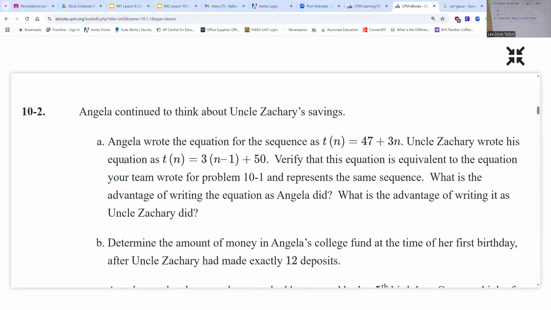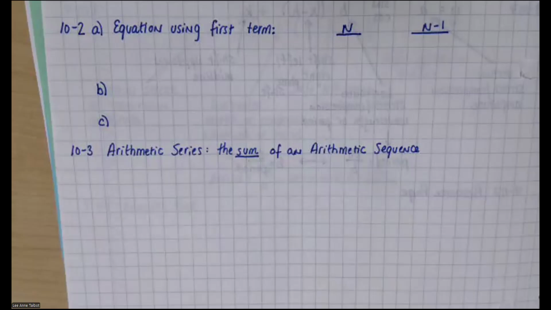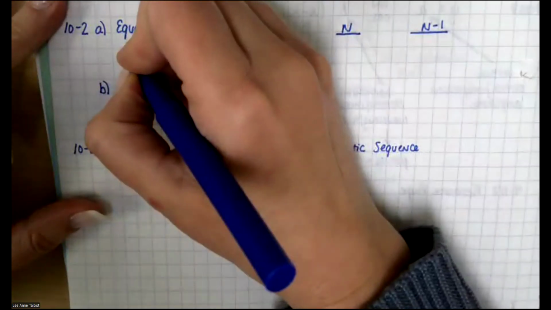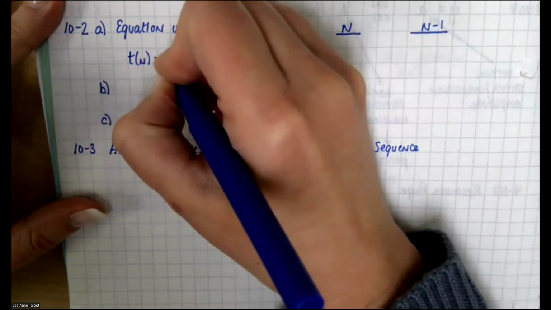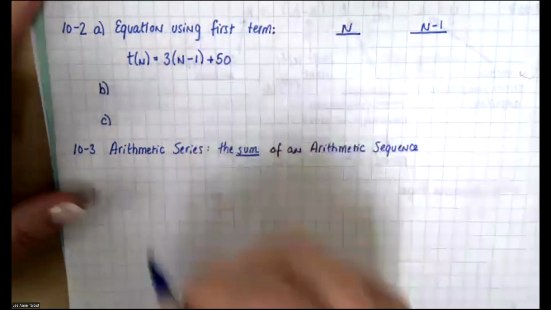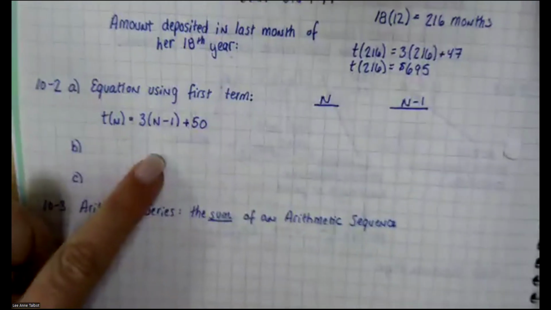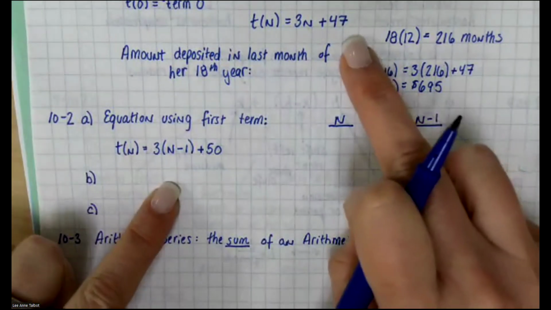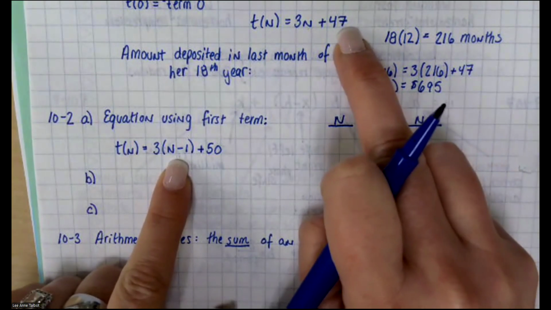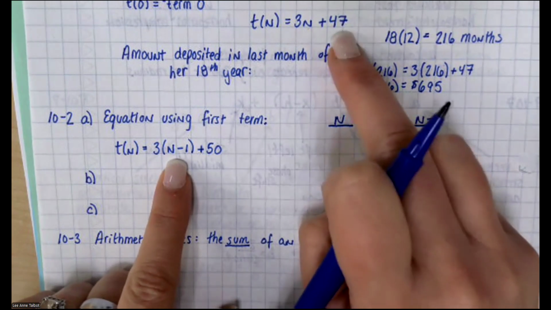Uncle Zachary wrote his equation as T of n equals 3 times n minus 1 plus 50. Okay, we're going to write that right under here. T of n equals 3 times n minus 1 plus 50. Okay. Is this also the same thing as this? Think about it before you answer. Is this the same thing as this?